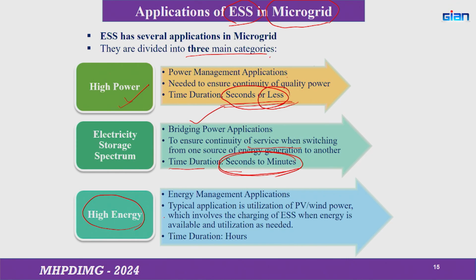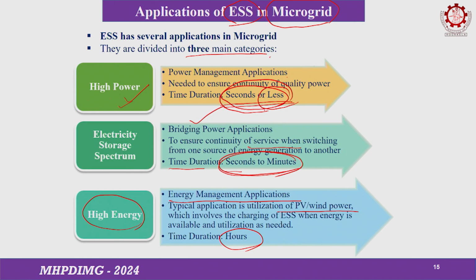For higher energy density, that is for energy management applications, it gives a backup for hours or even days. These are applications like PV and wind power, when you are going for energy management applications. So, this is about how energy storage is specifically used in a microgrid and for how long. Here you have three options: less than a second, between seconds to minutes, and some hours or some days.